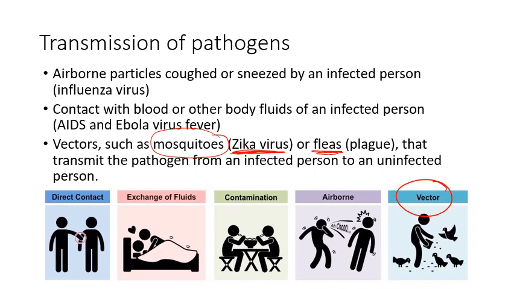So just be aware of the different ways that pathogens can be transmitted. Like I said, the first four you're pretty familiar with because they're things we need to be mindful of in our current state. And then that fifth one, vectors, is another form of transmission for a pathogen.